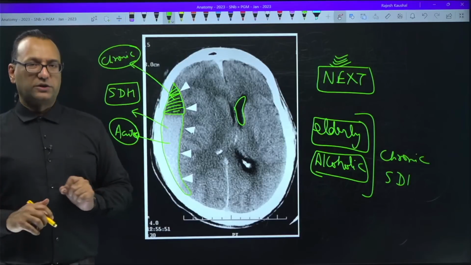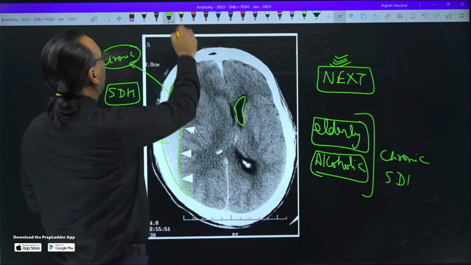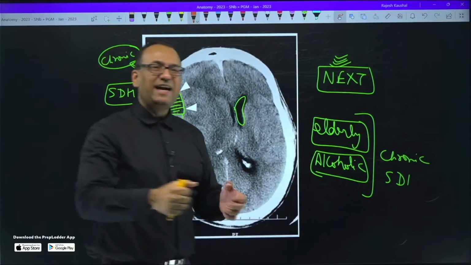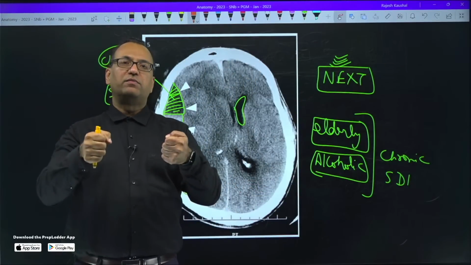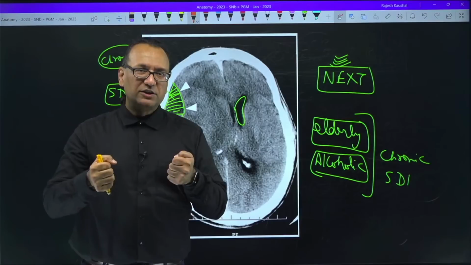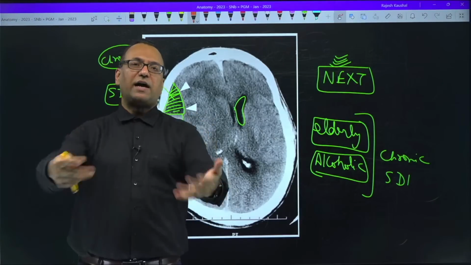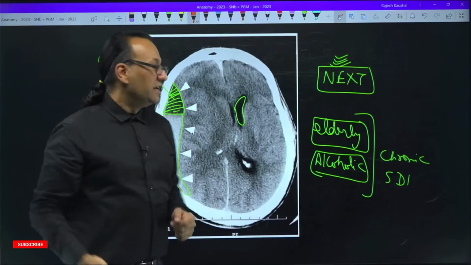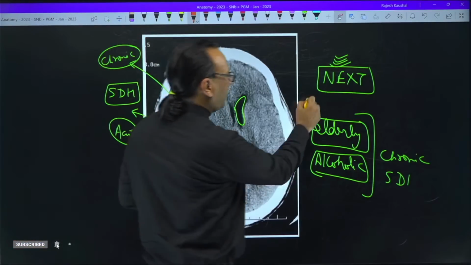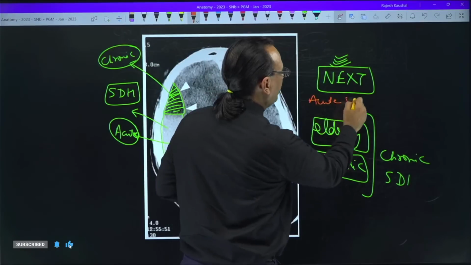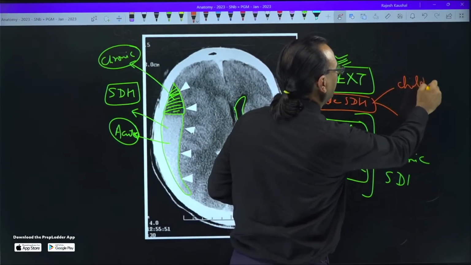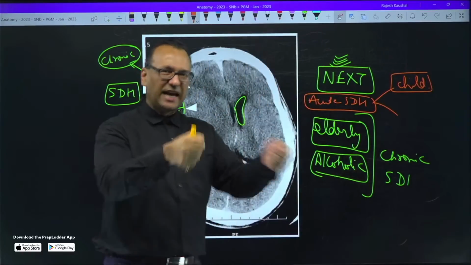What if it is acute subdural hematoma? There can be a possibility, and these patients can be a child, battered child syndrome, or a young person riding a car having a head-on collision, coup contrecoup injury. So this can be acute subdural hematoma, and acute subdural hematoma can be a battered child, shaking the child like this.